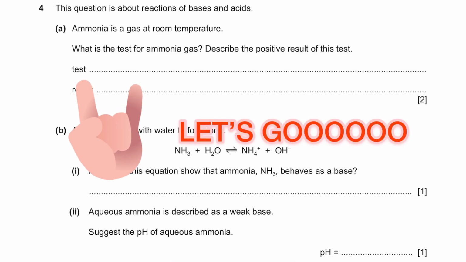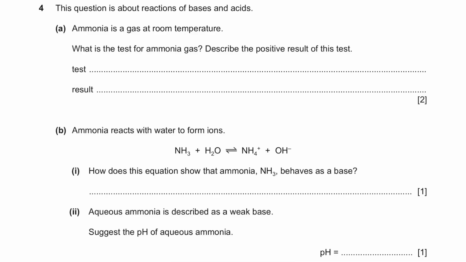Cambridge IGCSE Chemistry May June 2020 Paper 4, Part 2. Question 4. This question is about reactions of bases and acids.